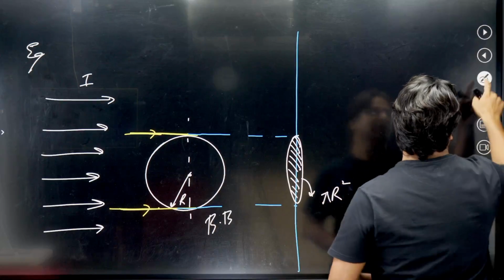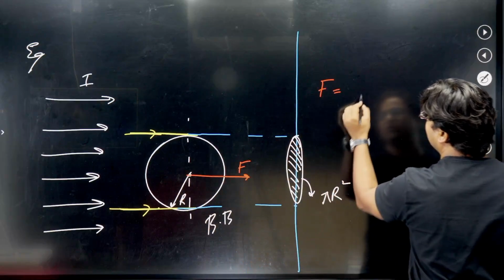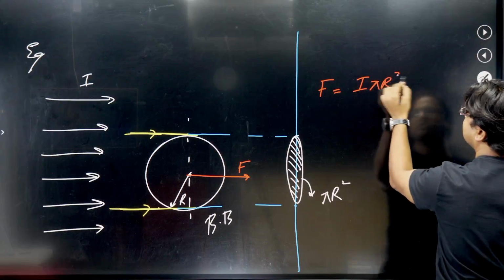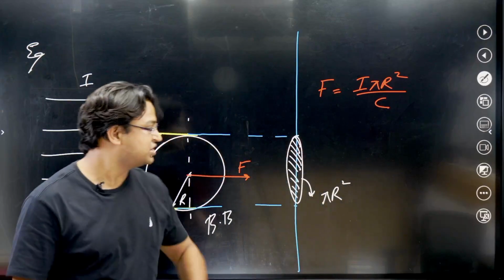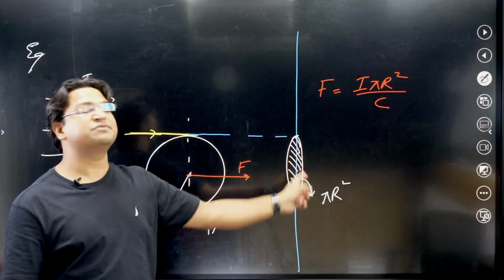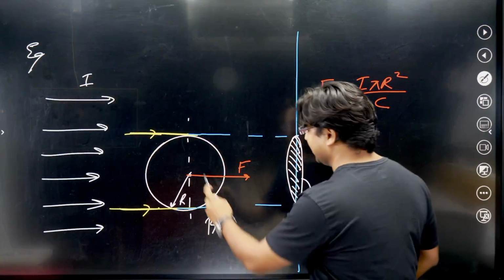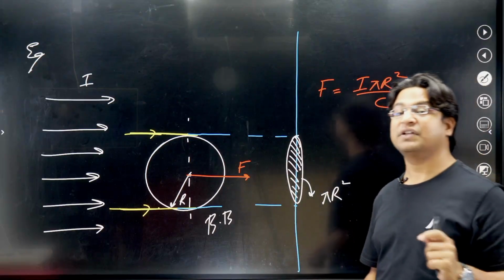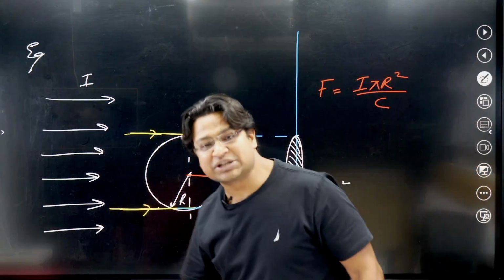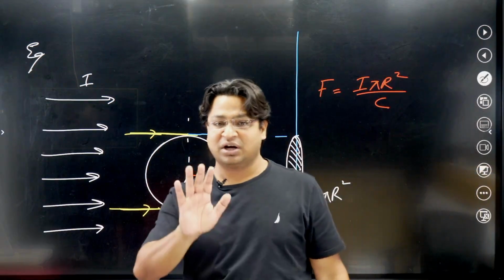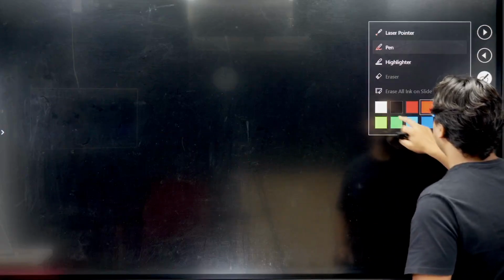So the force acting on the sphere would be I into pi r square by c, because the energy that was supposed to be present in this region of area pi r square has been blocked by the sphere. The direction of force would be the same as the direction of the radiation. I hope this part is clear to you. If not, let me give you more examples. The more examples you see, the clearer it will become for you. Let me go with the next example.